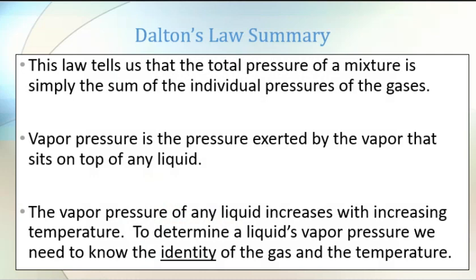All right, Dalton's law summary. This law tells us that the total pressure of a mixture is simply the sum of the individual pressures of the gases. Vapor pressure is the pressure exerted by the vapor that sits atop any liquid. The vapor pressure of any liquid increases with increasing temperature. To determine the liquid's vapor pressure, we need to know the identity of the gas and the temperature.